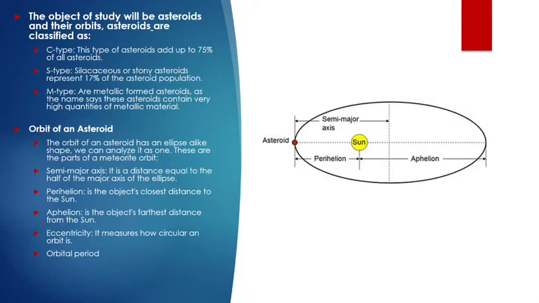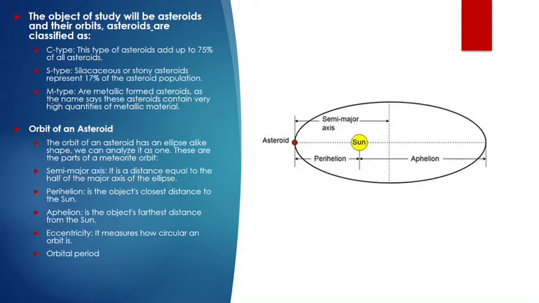Now their orbits. The orbit of an asteroid is divided in different parts. For example, the semi-major axis. It is the distance equal to half of the major axis of the ellipse. The major axis passes through the center of an ellipse and ends in the widest points. It is measured in astronomical units. One astronomical unit is equal to the Earth's average distance from the Sun.